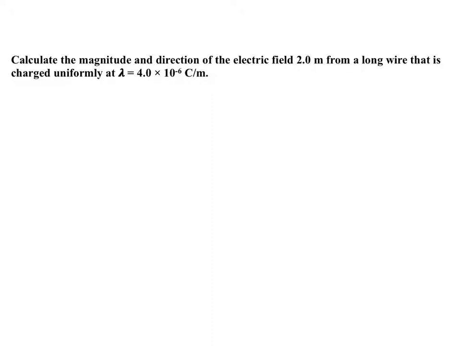Calculate the magnitude and direction of the electric field 2 meters from a long wire that is charged uniformly at a linear charge density, lambda, of 4 times 10 to the minus 6 coulombs per meter. So a long wire. So here we have a long wire. All right. And there is a formula. So I'll put long wire.